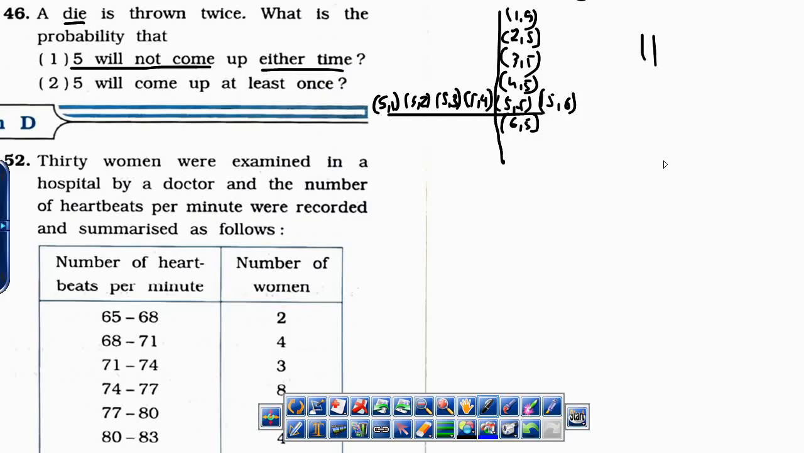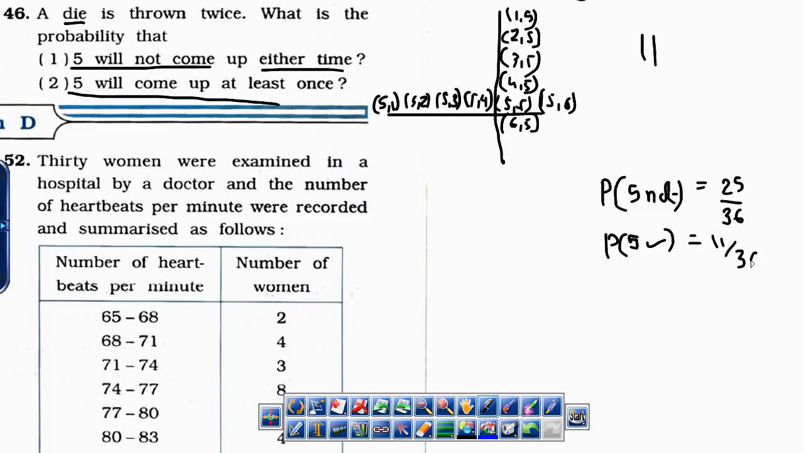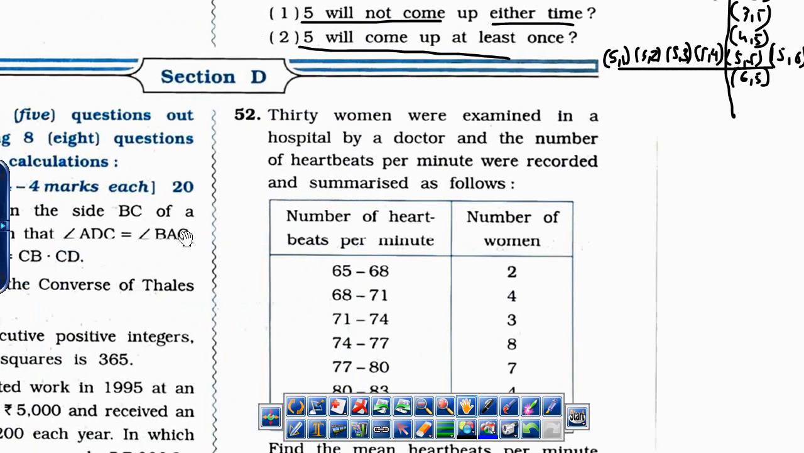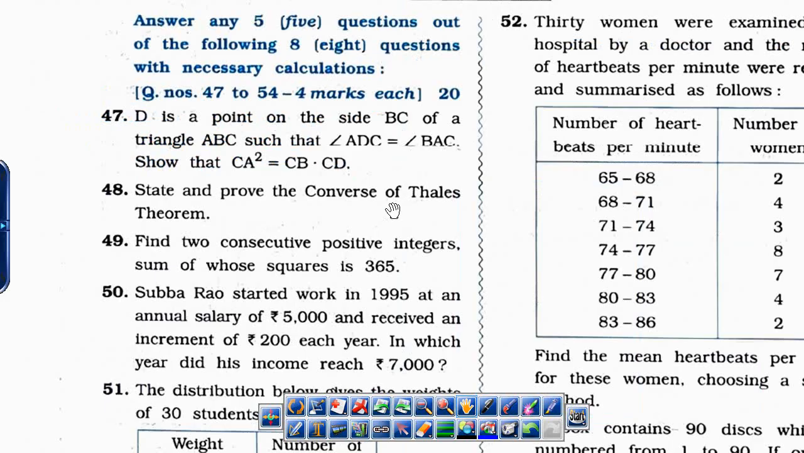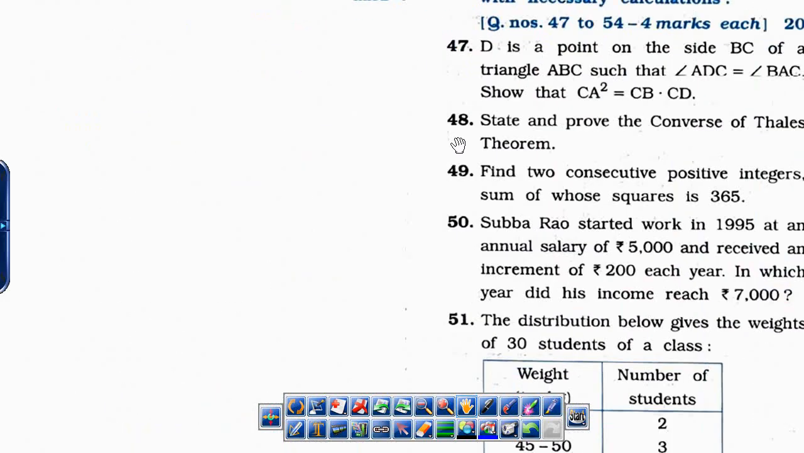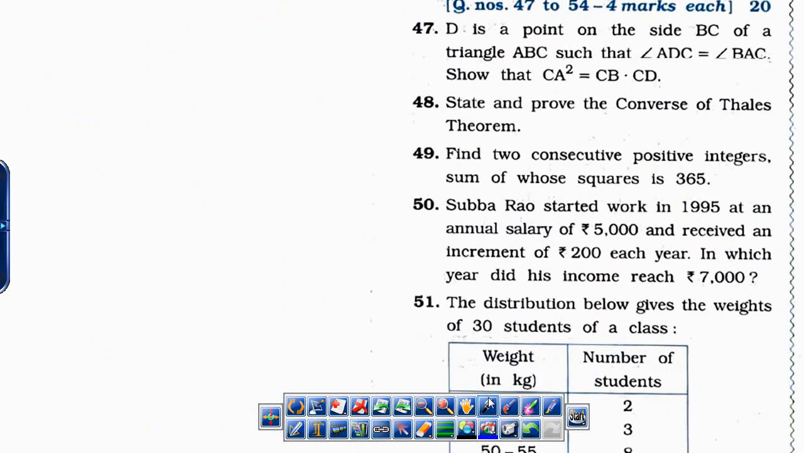यहाँ पे पूछा है 5 will not come up either of the time. 5 will not come up. 36 minus 11, 25 upon 36 is the answer. And 5 will come at least once, मतलब 5 आएगा एक बार, 2 बार चलेगा. 11 upon 36, this one. Again, probability you cannot solve like this. You need to take care of the method which for the entire year I have taught you how to write properly.